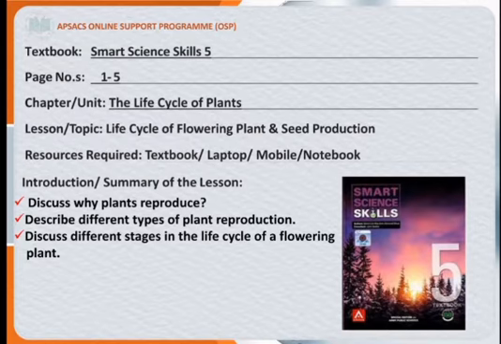Introduction or summary of the lesson. Discuss why plants reproduce. Describe different types of plant reproduction. Discuss different stages in the life cycle of a flowering plant.